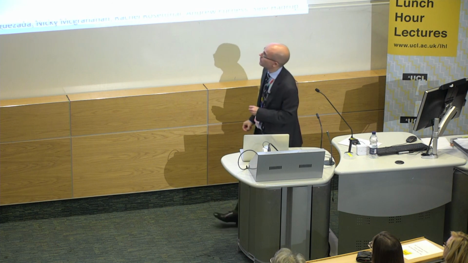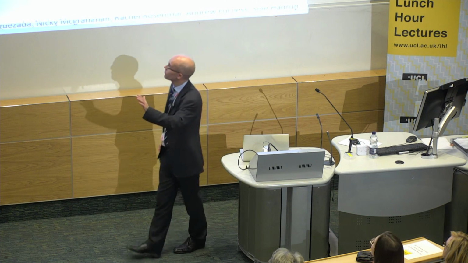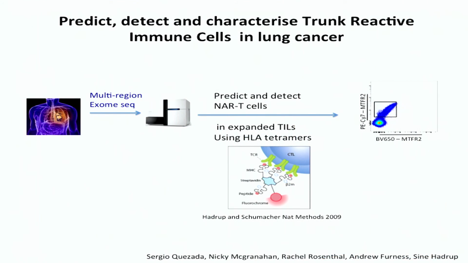So we've now got a pipeline set up between the Francis Crick Institute and University College London and the hospital to multi-region sequence tumours now on TRACERx to give us an idea of what those truncal alterations are. And we've now got new technologies that allow us to extract T cells, immune cells, from the patient's own tumour that specifically recognise those truncal alterations.